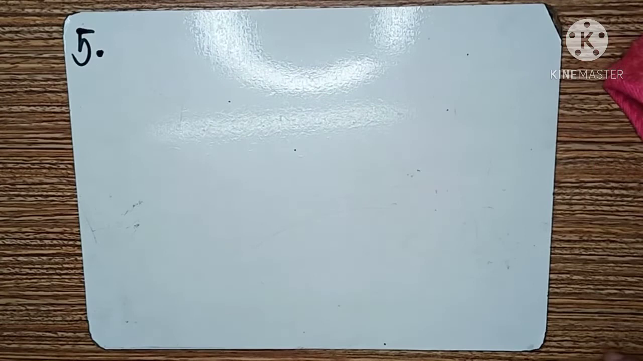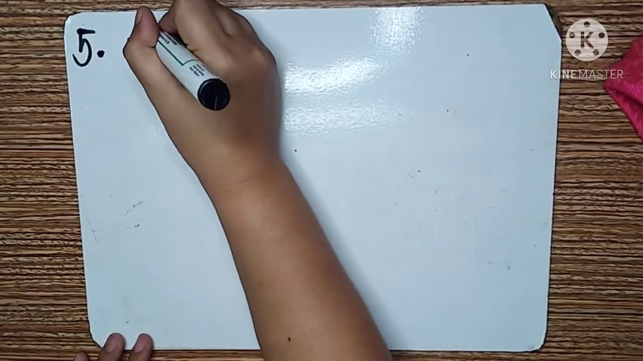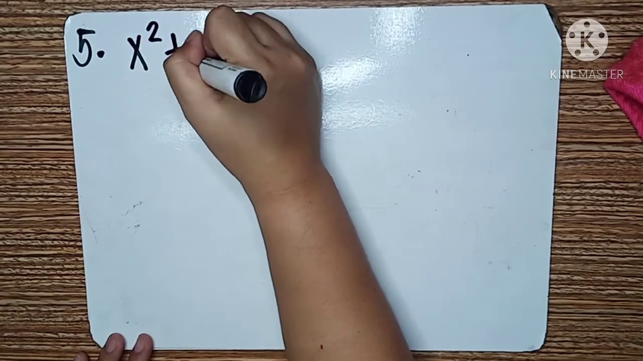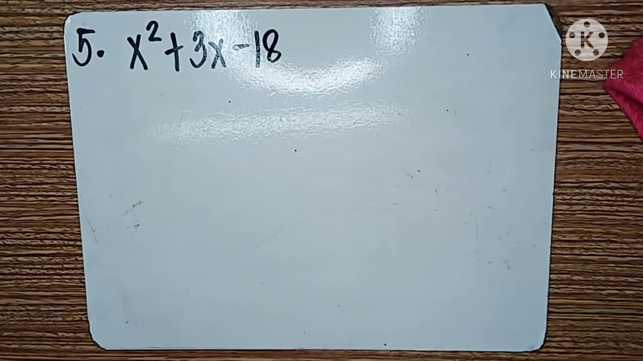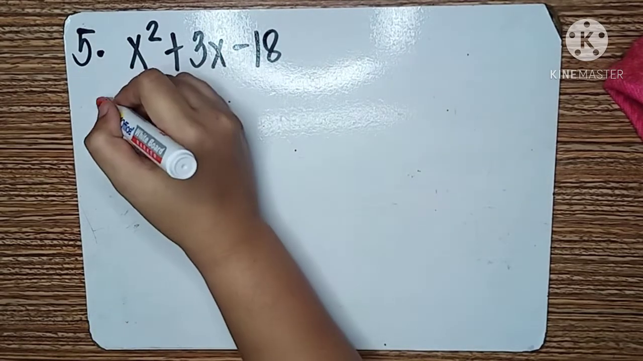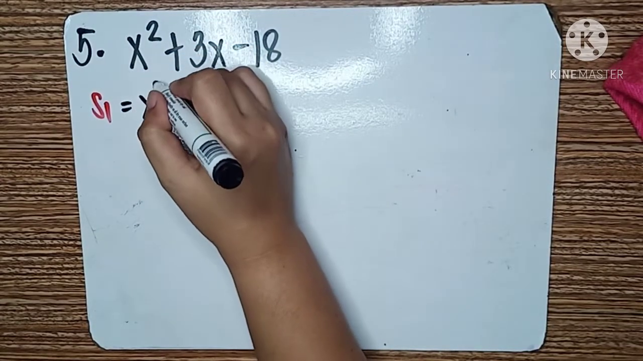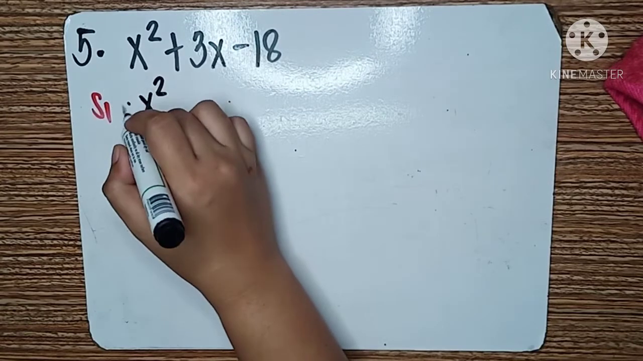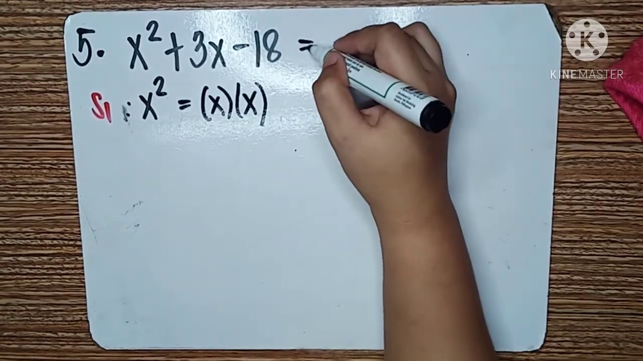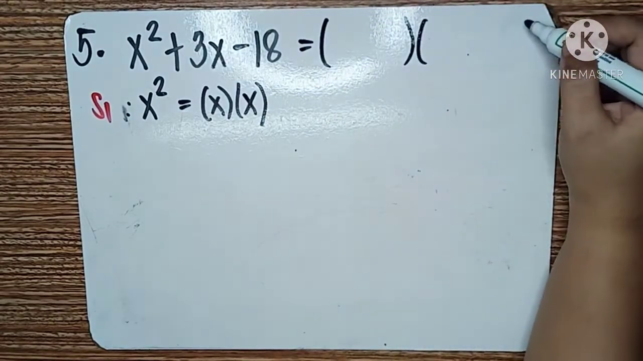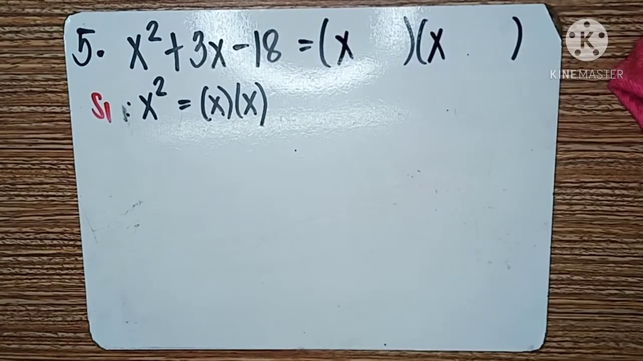Ayan. Example number 5. X squared plus 3x minus 18. Step 1. Expand the first term, which is x squared, and this is now equal to x times x, which will become the first term of our binomial factors.